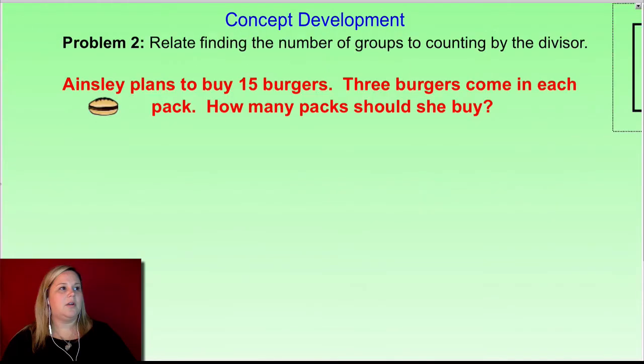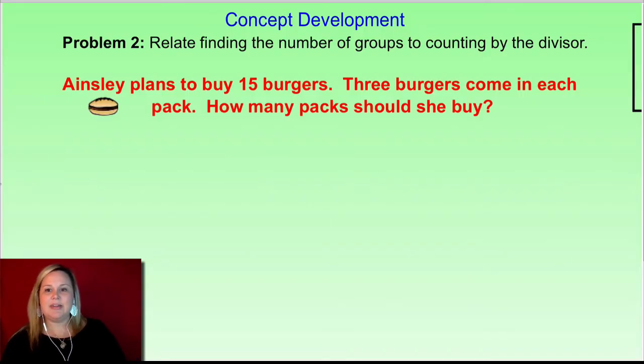Let's take a look at one more example. Okay, so this one here says, Ainsley plans to buy 15 burgers. 3 burgers come in each pack. How many packs should she buy? Okay, so what does the number 15 in this problem represent? If I have 15 burgers, it represents the total number of burgers. Okay, what does the 3 represent? Yeah, it's how many burgers come in a pack.